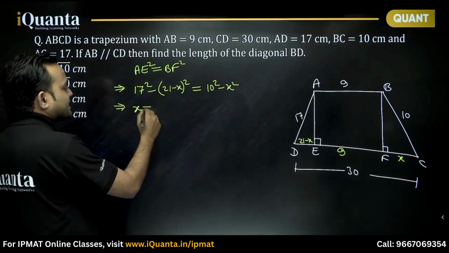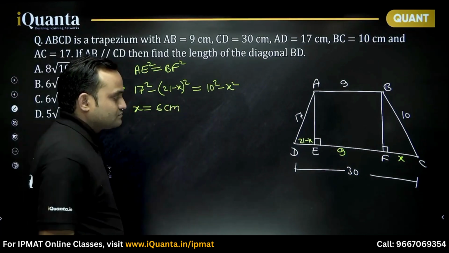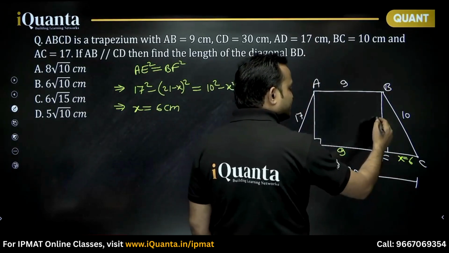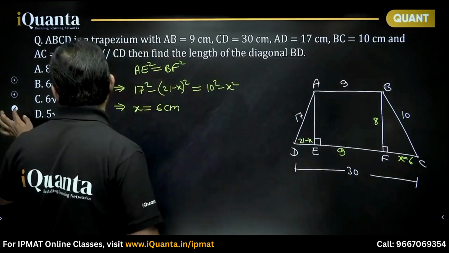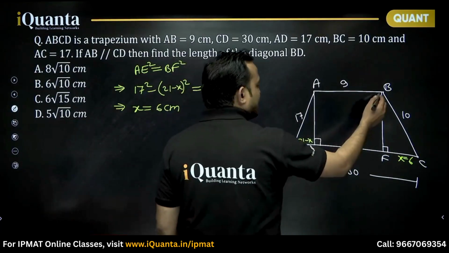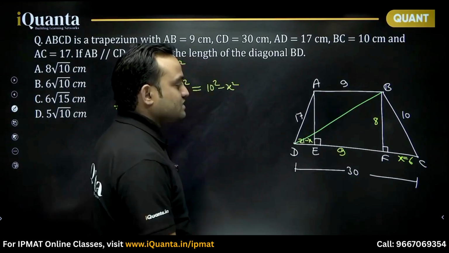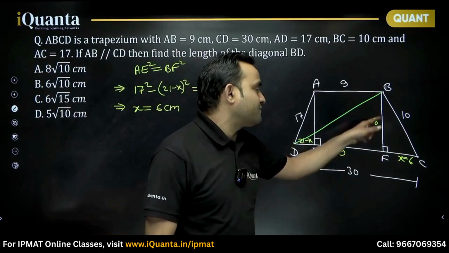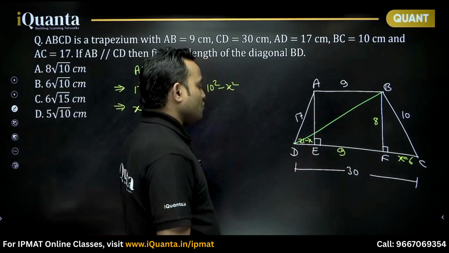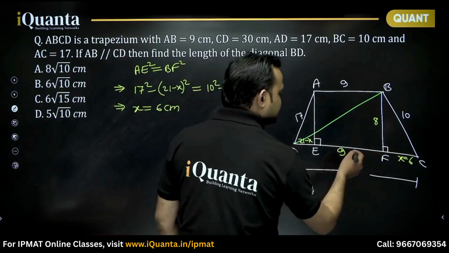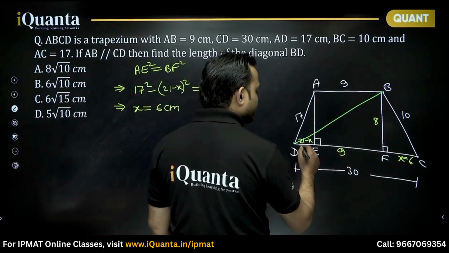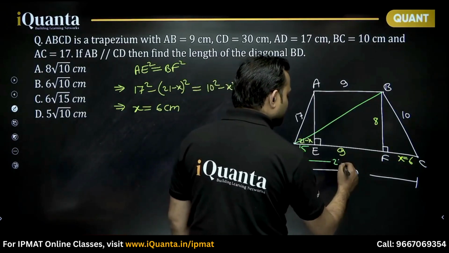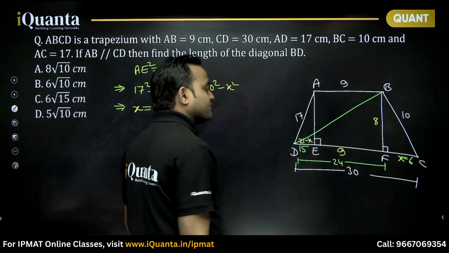Solving this, we get X equal to 6 centimeter. So this is equal to 6. If this is 6, can we say BF will be equal to 8? What we need to find is the length of the diagonal BD. Now think about this. BD is nothing but the hypotenuse in right angle triangle DFB. So what is DF? If this is 6 and this is 9, this will become 15. So the length of DF will be equal to 24 and the length of BF is already 8.